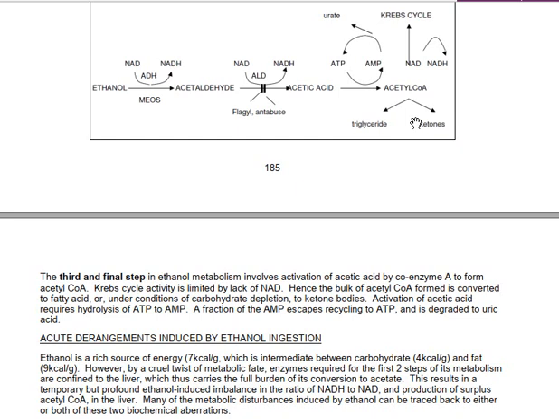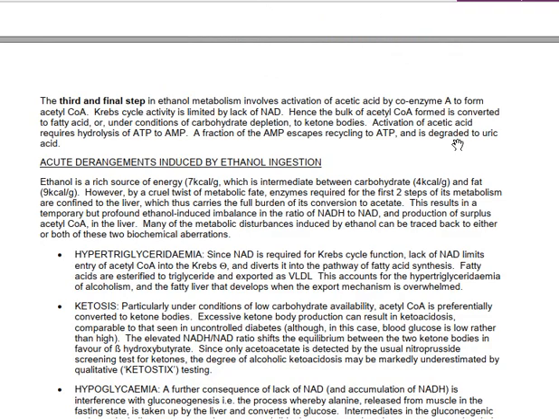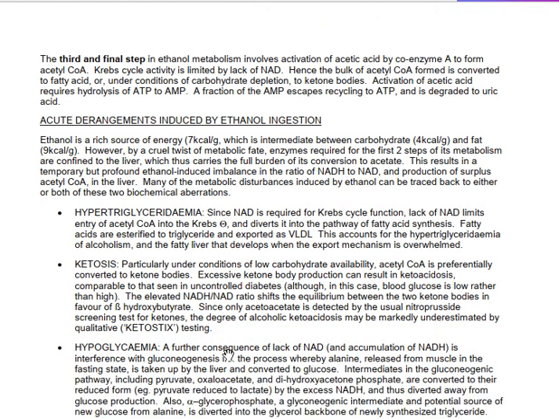Also you have ketosis. Ethanol can be involved in the production of high acetyl-CoA, which produces ketone bodies. That's why some people that drink too much alcohol have a perfume smell inside their nostrils.